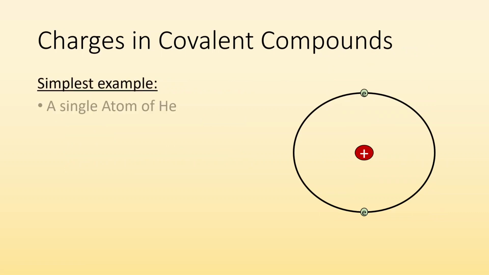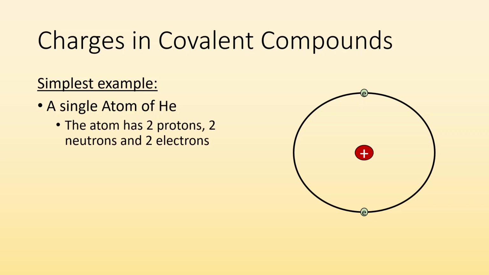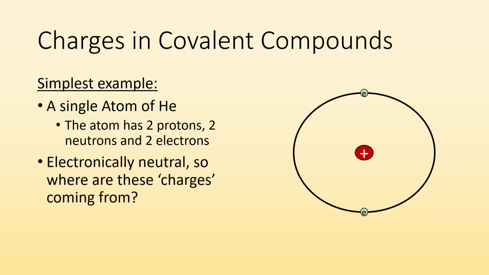Let's start with the simplest example of a helium atom. So we know that a helium atom has 2 protons, 2 neutrons, and 2 electrons. So electronically, the whole thing's neutral. So you may be asking, hey, where are there charges coming from in this helium molecule if the whole thing's neutral? Well, it comes down to the electrons and the fact that they move.